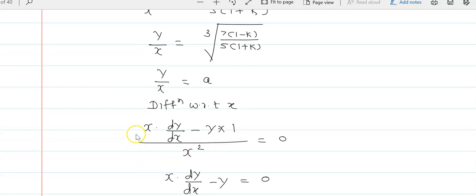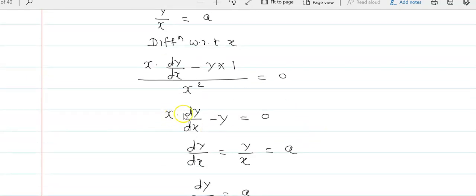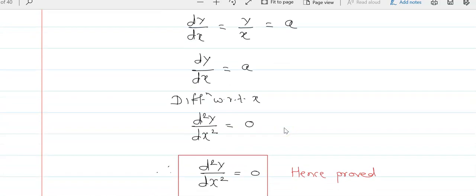Differentiate with respect to x. Apply the quotient rule. x into dy by dx minus y into 1 upon x square is equal to 0. And then x into dy by dx minus y is equal to 0. Dy by dx is equal to y upon x, which is equal to a. Again, find the second derivative: d2y by dx square is equal to the derivative of a, which is 0, and hence it is proved.